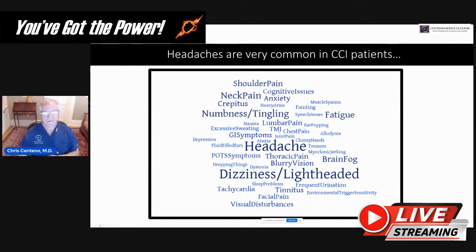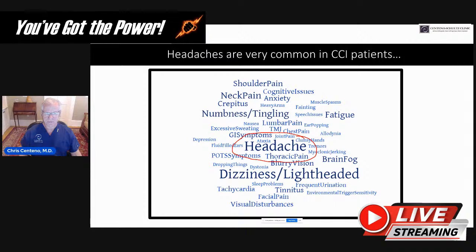Headaches are a very common issue in CCI patients. If you look at this word cloud of 101 different CCI patients where CCI was confirmed, you see headache is one of the bigger symptoms reported. In this word cloud, the most common things are bigger, and as the word gets smaller, it's less commonly reported. You can see lots of different things, but headache, dizziness, and lightheadedness are the most common things reported.